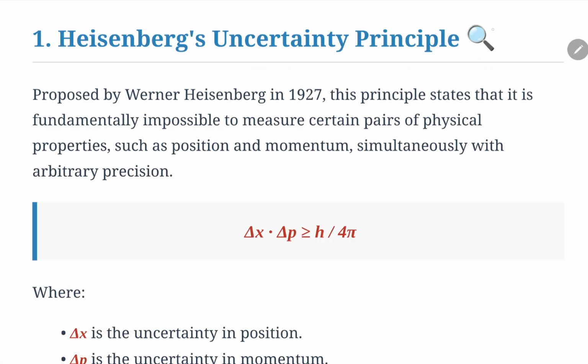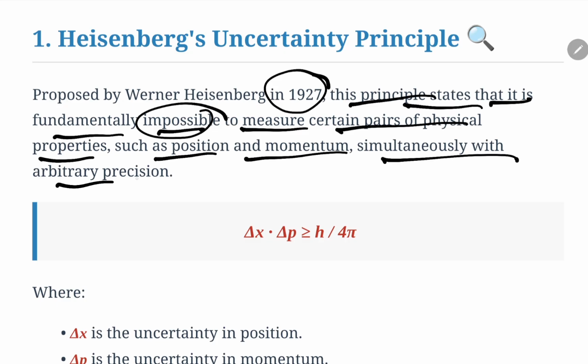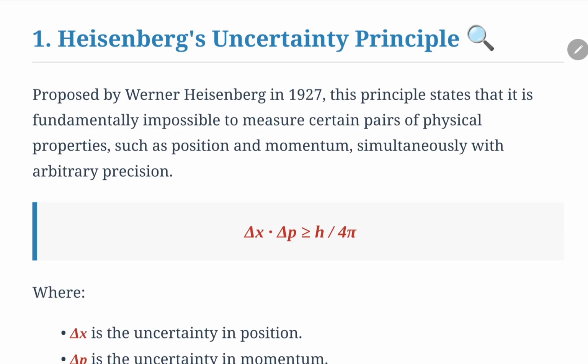Heisenberg. So, Werner Heisenberg proposed his uncertainty principle in 1927, and this principle states that it is fundamentally impossible to measure certain pairs of physical properties such as position and momentum simultaneously with arbitrary precision. So let me clarify what it really means. It means that if you want to find out the position and momentum of a particle with absolute certainty, with absolute precision, it is going to be impossible.